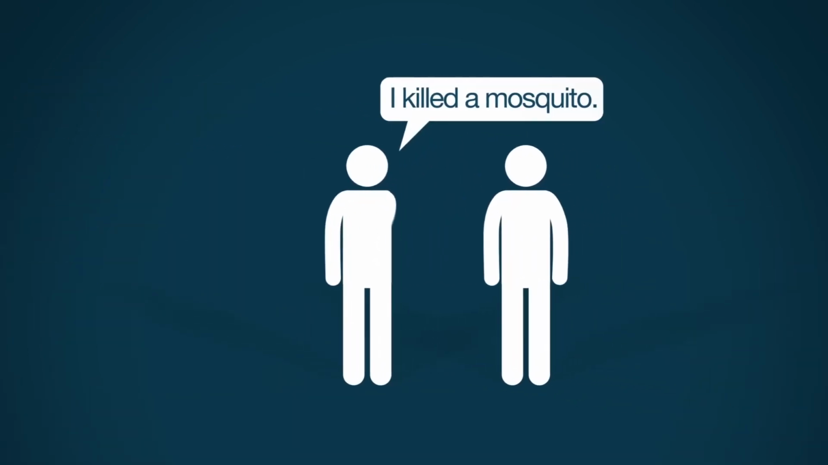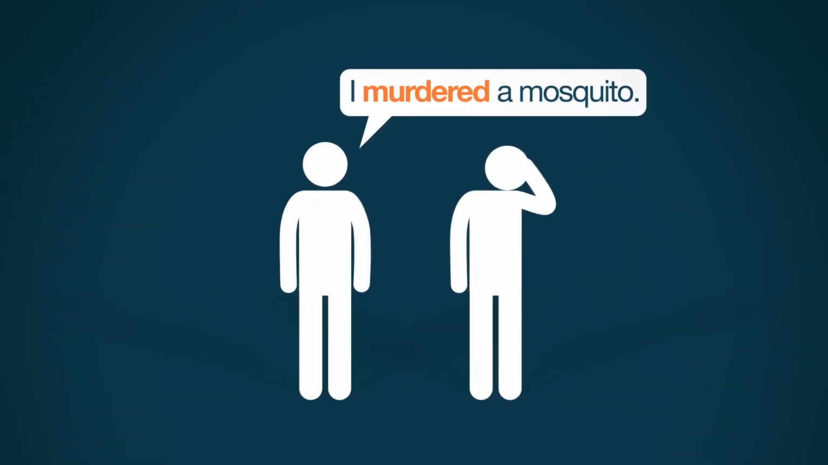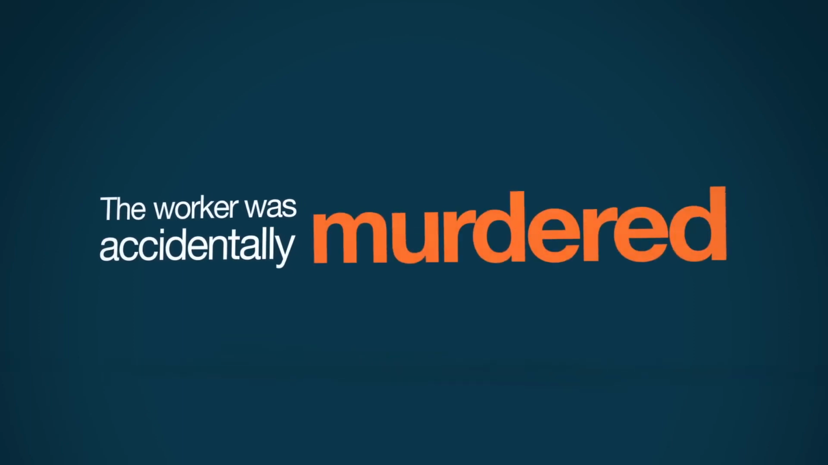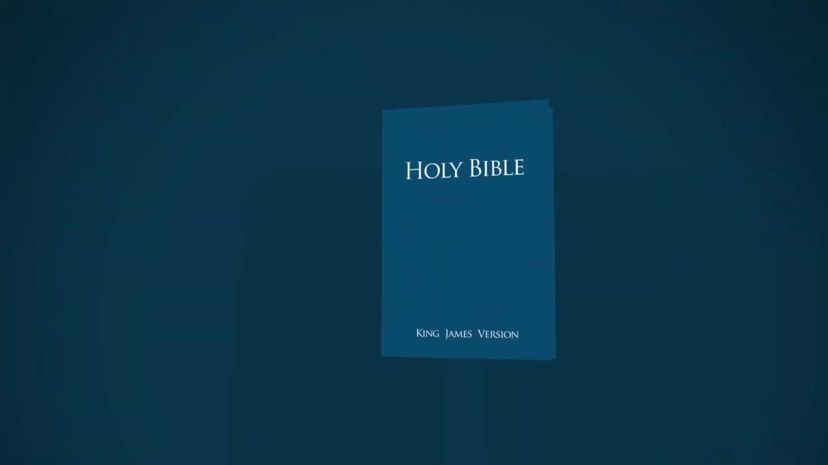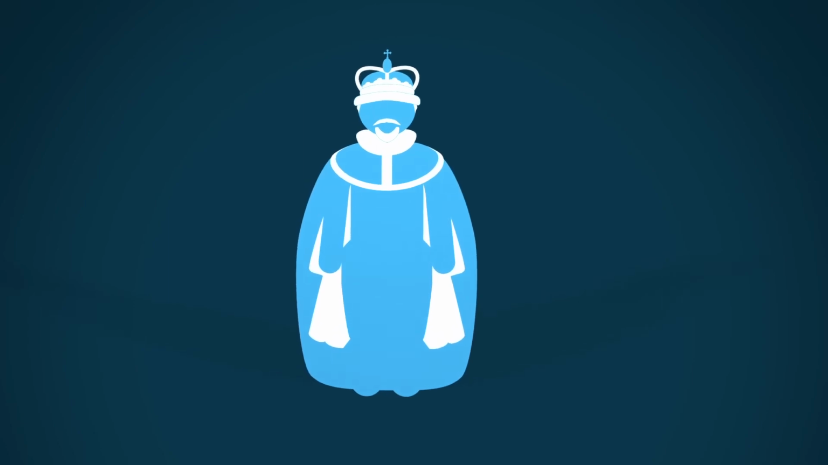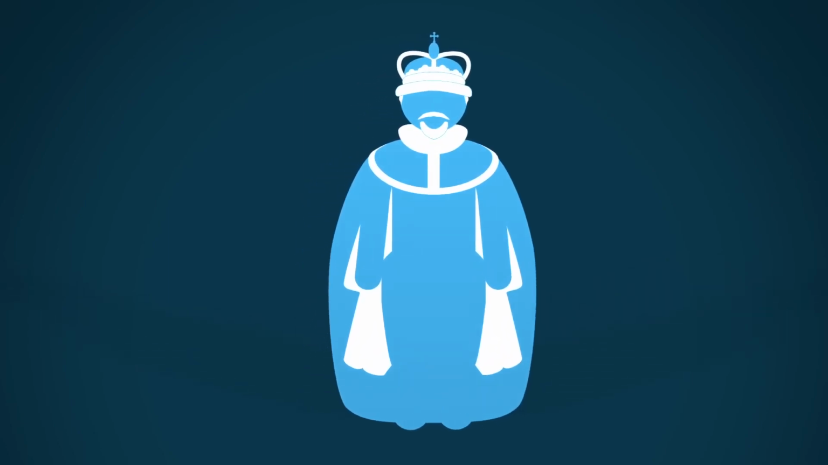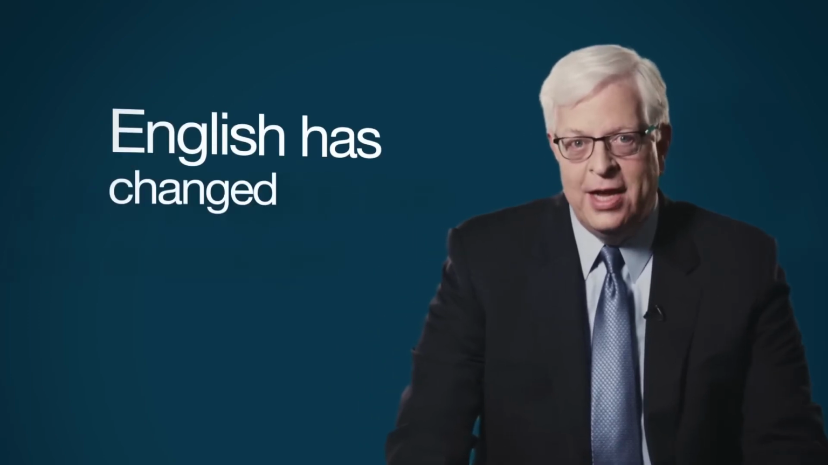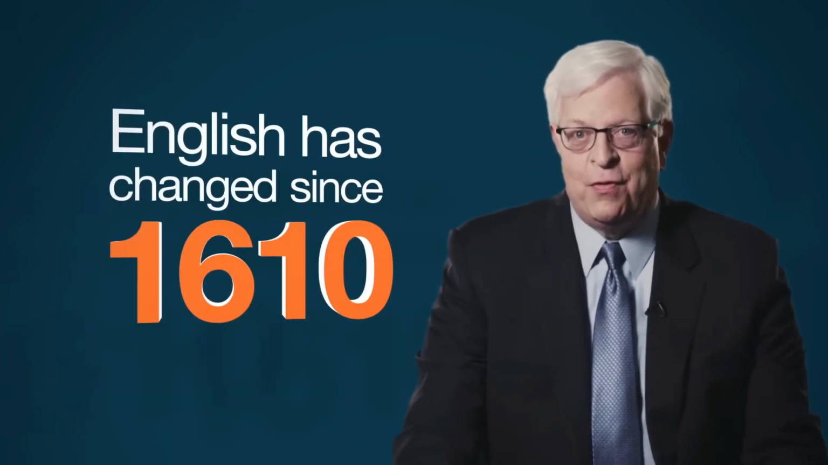That's why we say, "I killed a mosquito," not "I murdered a mosquito." And that's why we would say the worker was accidentally killed, not the worker was accidentally murdered. So why did the King James translation of the Bible use the word kill rather than murder? Because 400 years ago, when the translation was made, kill was synonymous with murder. As a result, some people don't realize that English has changed since 1610, and therefore think that the 10 Commandments prohibits all killing. But of course it doesn't.